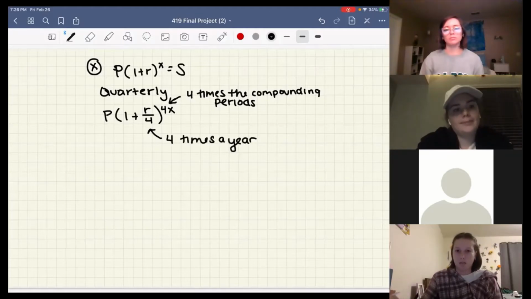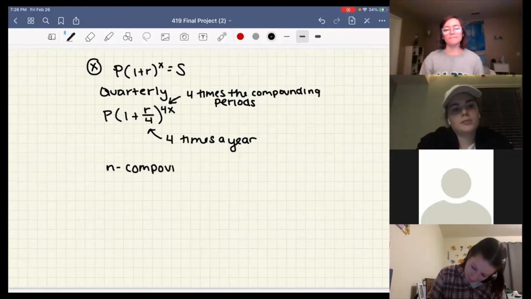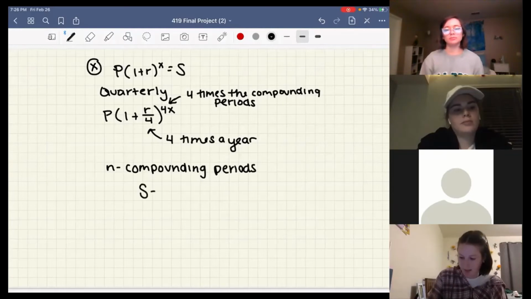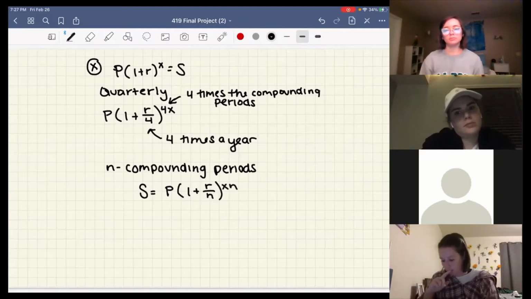So to create a more general equation for that, we'll use N as the amount of compounding periods. Our end equation is S equals P times 1 plus R over N, to the power of N times X, with X being the number of years, N being the amount of times it's compounded yearly, R being the rate of interest, and P being the principal or base amount.